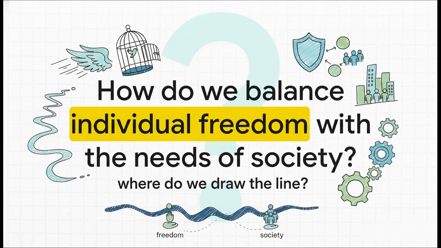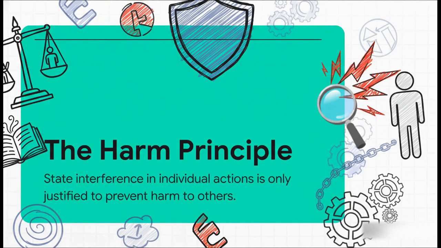It's a fundamental tension. What happens when my freedom to do whatever I want bumps up against your need for a safe and stable community? Where exactly do we draw that line? Well, a brilliant thinker from the 19th century, John Stuart Mill, came up with a pretty powerful tool to try and solve this. It's called the harm principle, and the idea is actually beautifully simple.